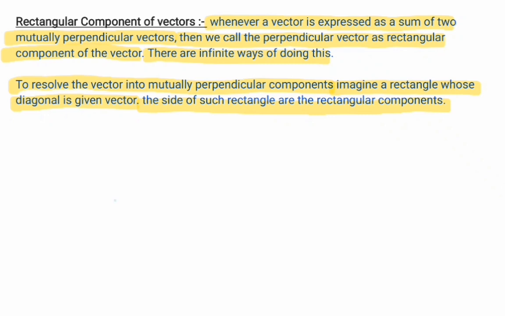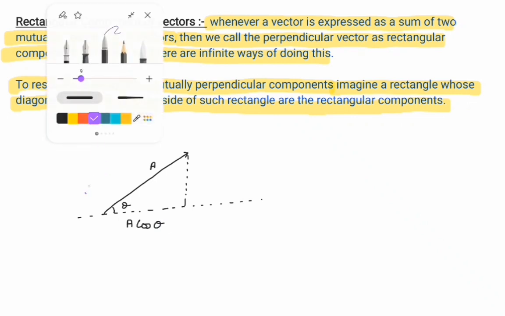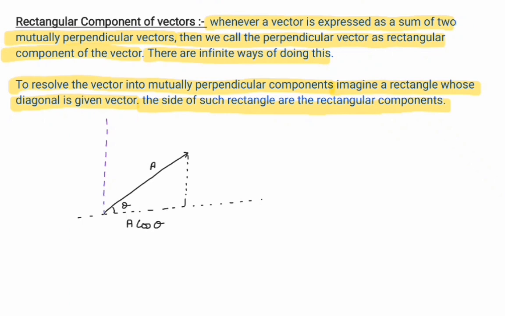Now let's look at what it says. Suppose there is a vector A. This is the x-axis. What is the component of vector A along this axis? This angle is theta, then it will be A cos theta. Similarly, if you take the y-axis, what will be the projection or component of this vector along it? It is going to be A sin theta.